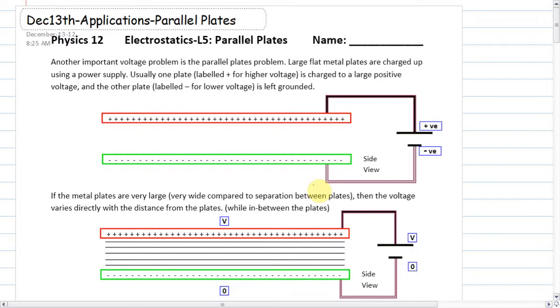Okay, we're on to our fifth lesson in parallel in electrostatics. And this one is applications.